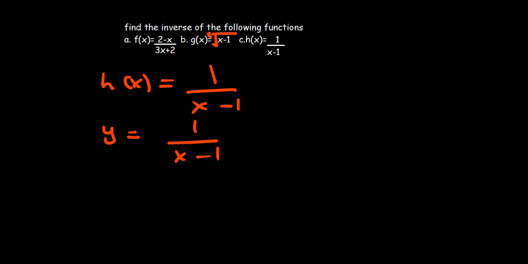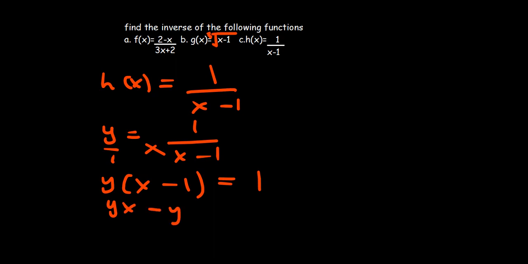So from this stage, what do I do next? I can cross multiply here. So I'll say y times (x minus 1) is going to be equal to 1, because this is over 1. Then I can expand. So when I expand here, I have xy minus y equal to 1. Then from here I can move my y to the other side. So I have yx is equal to 1 plus y.